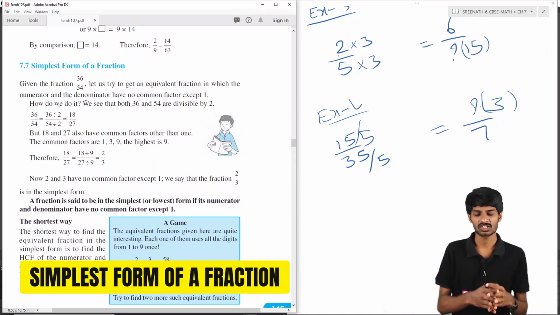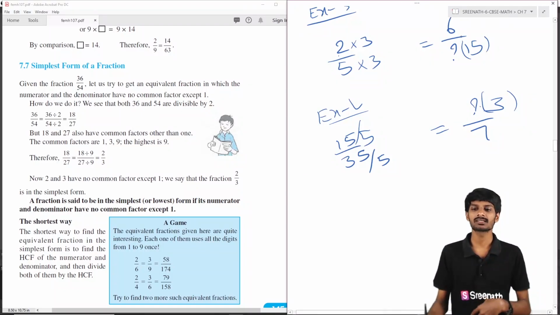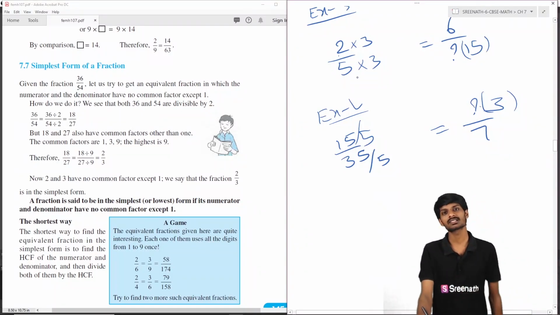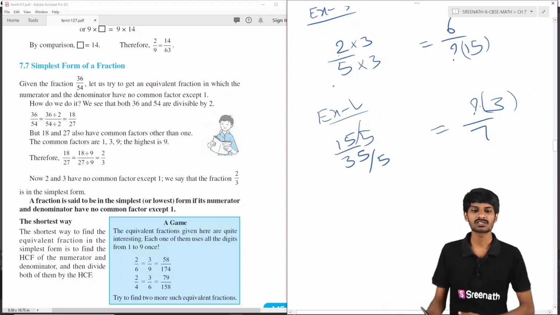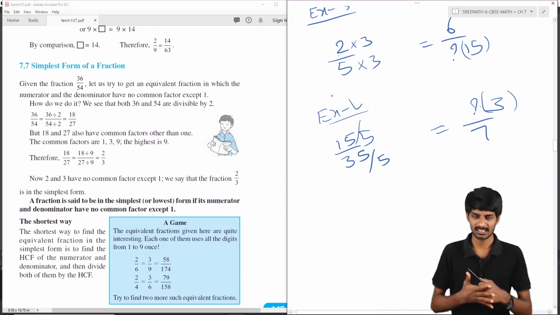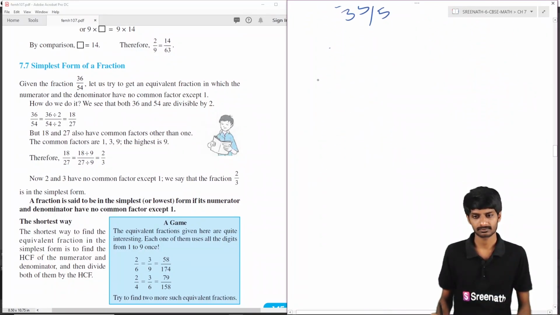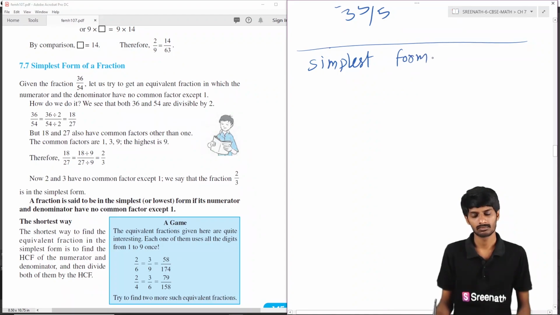If there is a fraction, how do we get the equivalent fraction that is in the simplest form? If you see 2 by 5 and 6 by 15 are equivalent fractions, but which is the simplest form? 2 by 5 is the simplest form. The simplest form helps you do calculations easily. Okay students, let us try the simplest form of a fraction.